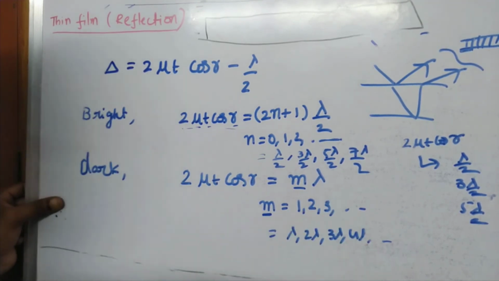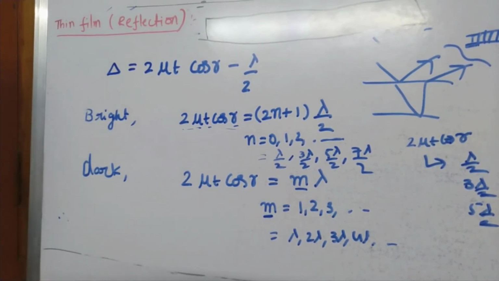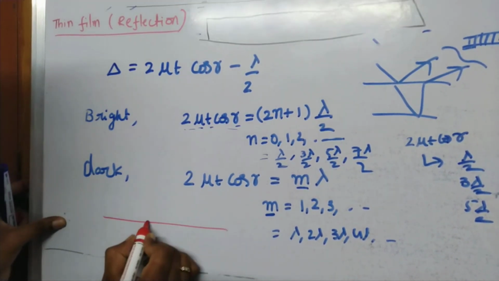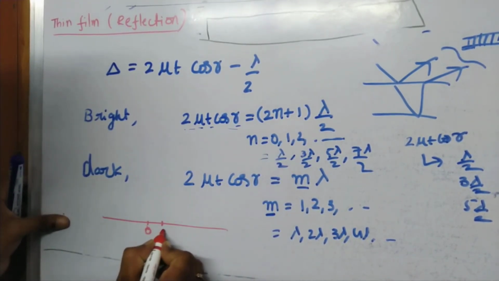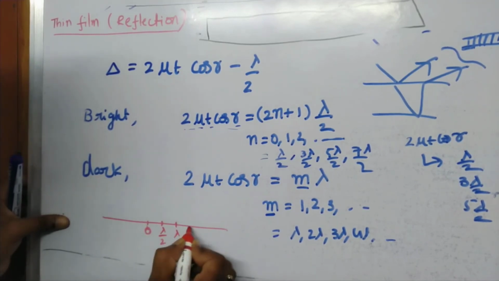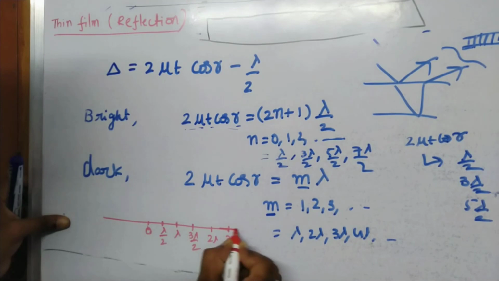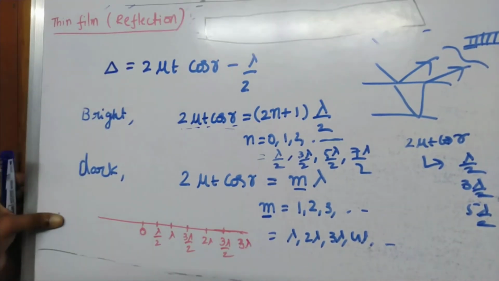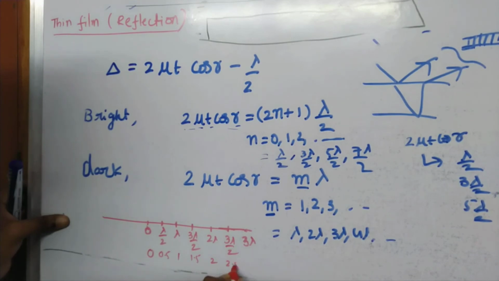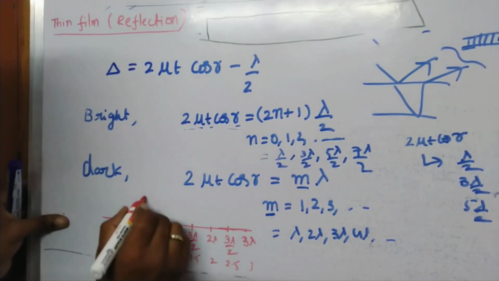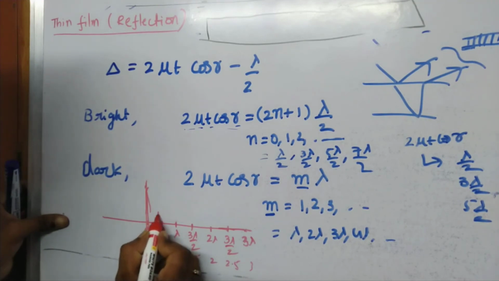And here we find dark fringes. So how does the plot look like? For example, on the x-axis, the first value is 0. At 0, nothing is there. Then, for example, this is lambda by 2, then lambda, then 3 lambda by 2, then 2 lambda, then 3 lambda by 2, then 3 lambda, like this. So in units of lambda it is 0, 0.5, 1, 1.5, 2, 2.5, 3. At 0 nothing is there. At lambda by 2, what will form? Here bright will form.